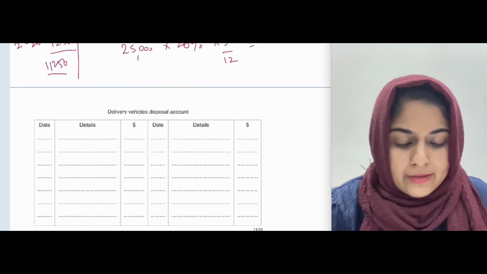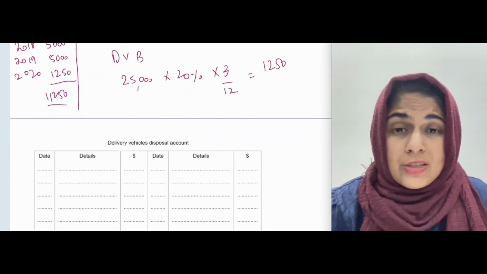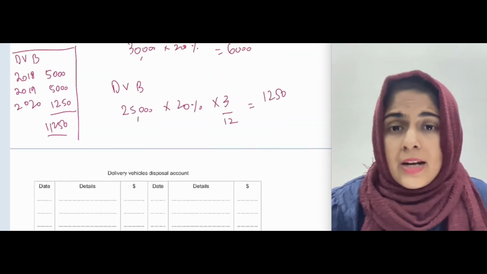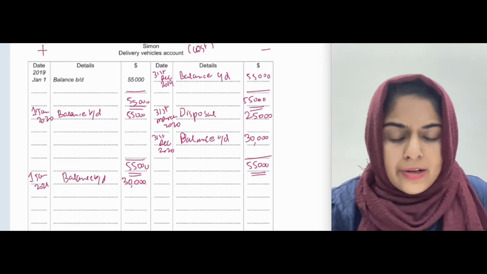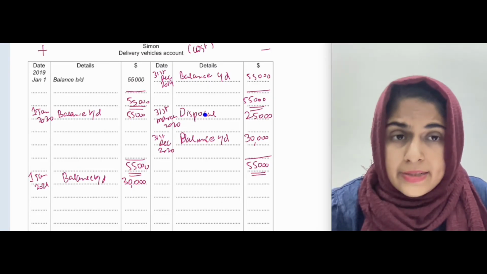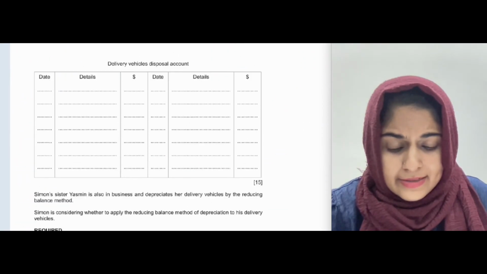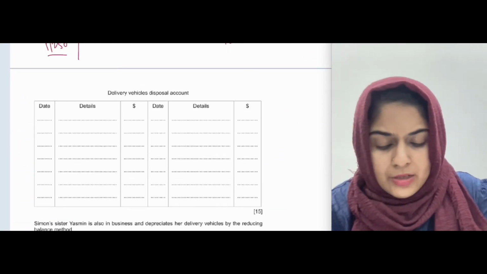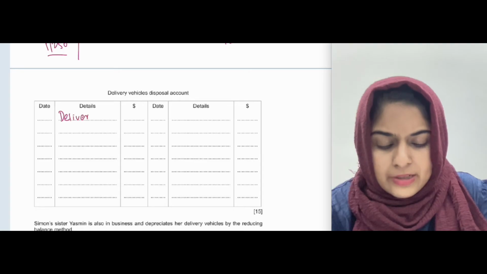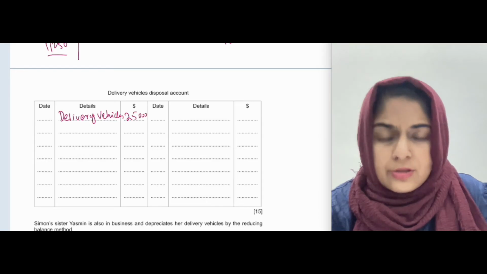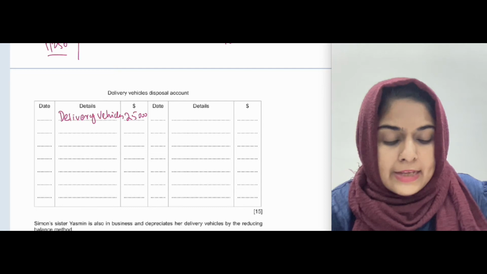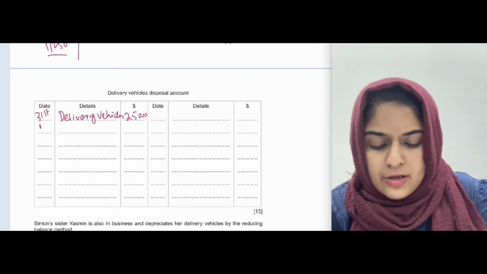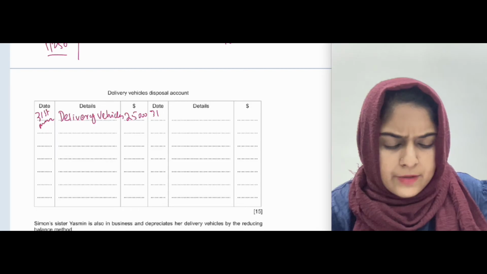And then we'll make the delivery vehicles disposal account which is the easiest क्योंकि आपने सारा काम कर दिया है. तो if you notice in your non-current asset account disposal is coming on the credit side, so disposal account is being debited against it. तो यहाँ पे मैं लिख दूँगी delivery vehicles. So delivery vehicles is being credited, so this account will be debited. और यहाँ मैं लिख दूँगी 25,000 क्योंकि वो 25,000 वहाँ लिखा है on the credit side in the delivery vehicles account. And then date will be 31st March.